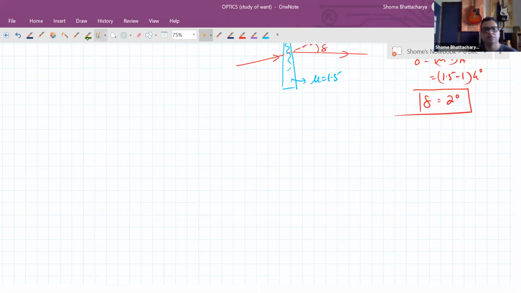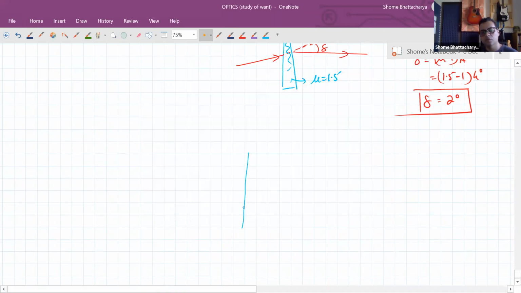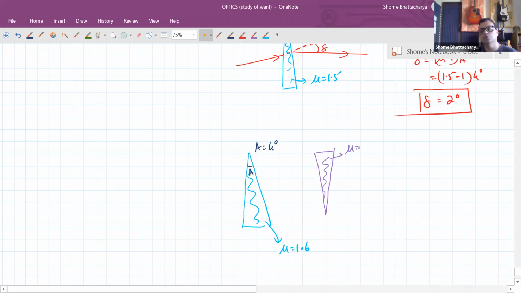So then, for example, if we have a situation where we have a combination of prisms, so we have one prism like this. This has mu equal to 1.6, let's say, and this angle equal to 4 degrees. And then we have another prism, but that one is like this, and this has mu prime equal to 1.5, and this one's angle A prime is, let's say, 3 degrees.